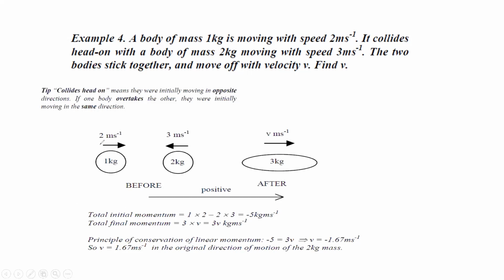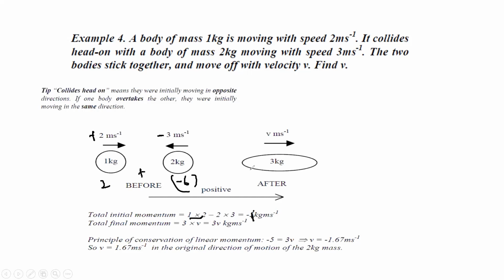What is the initial momentum? It is 1 multiplied by 2. But because both are moving in opposite directions, if one of the velocities is positive, the other will be negative. So the momentum here is 2, whereas the momentum here is minus 6. When we get the total momentum, we add. The result of 2 plus minus 6 is equal to minus 4. This should be minus 4, not minus 5.